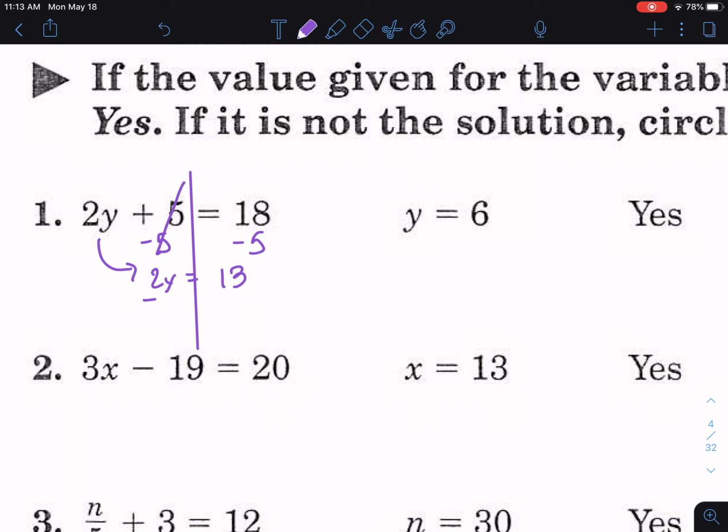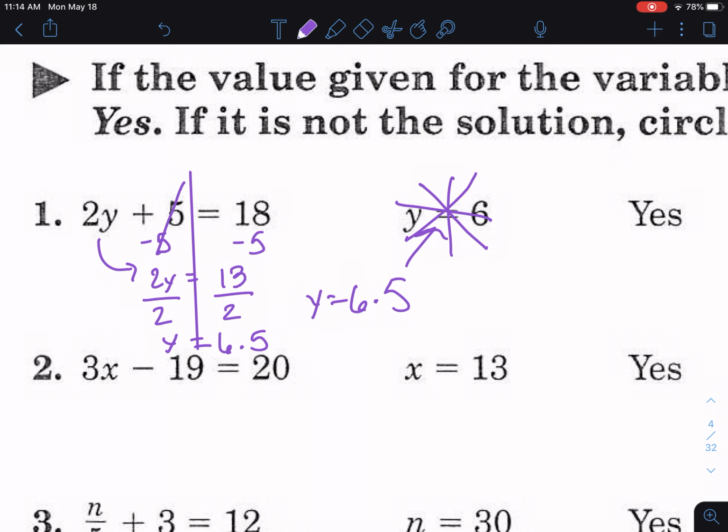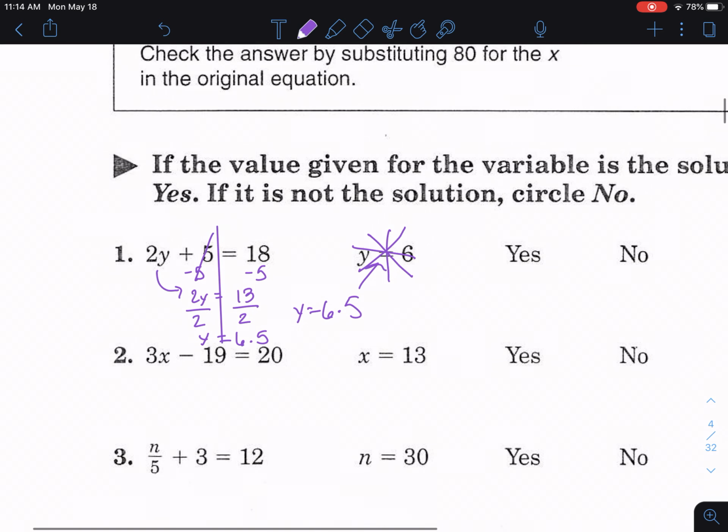So now we have 2y, which is just 2 times y. The opposite of multiplying is dividing. So we're going to divide both sides by 2. We have y equals. Now we have 13 divided by 2. Just plug that in your calculator, and you should get 6.5. So y equals 6.5. Y does not equal 6. So you're going to circle no here. Okay?